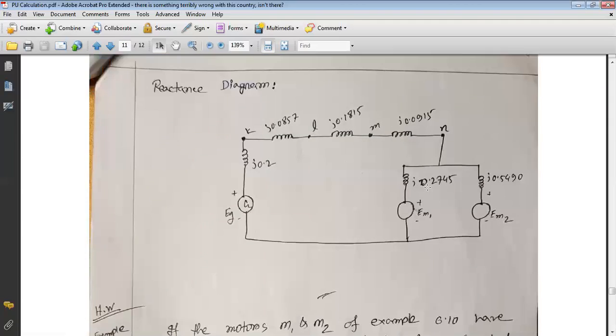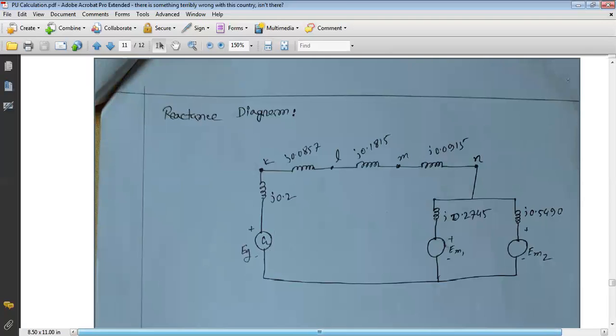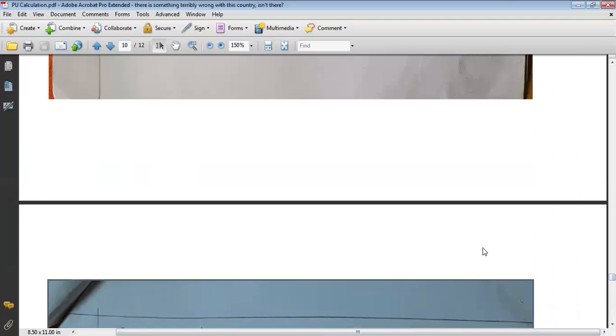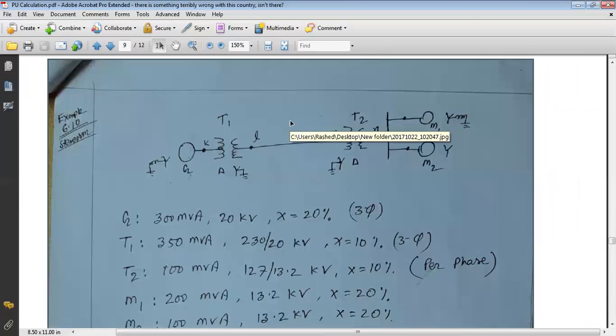Now the one thing we have left is the reactance diagram. The reactance diagram is very simple. To draw the reactance diagram, at first we want to see the circuit diagram, or the one-line diagram, for this particular power system. In the one-line diagram, at the very left side, the generating unit or generator is connected. After the generator, the transformer T1 is connected.